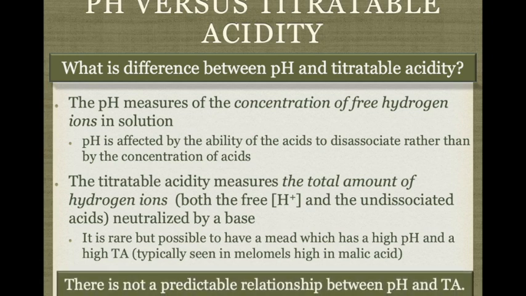Rarely you can have a mead or a wine that has a relatively high pH and also a high titratable acidity. We often see this in melamels that are high in malic acid. So even though there is certainly a relationship, you add acid, typically the pH will go down. It's not predictable or linear, and it's an important concept to keep in mind.